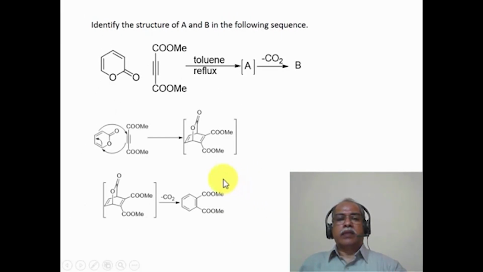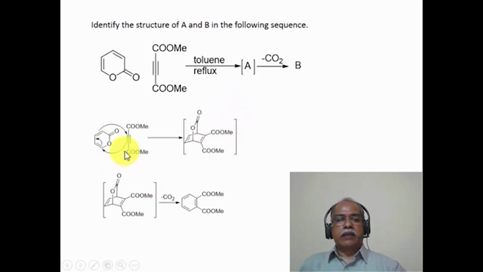Now again another question, identify the structure of A and B is what is given here. The answer is also shown in this particular slide. The structure A is this particular structure, which is an intermediate. It's a reactive intermediate because of the fact that it has an angle strain associated with this carbonyl sp2 carbon present in the system. It cannot accommodate 120 degree angle, which is the sp2 angle.